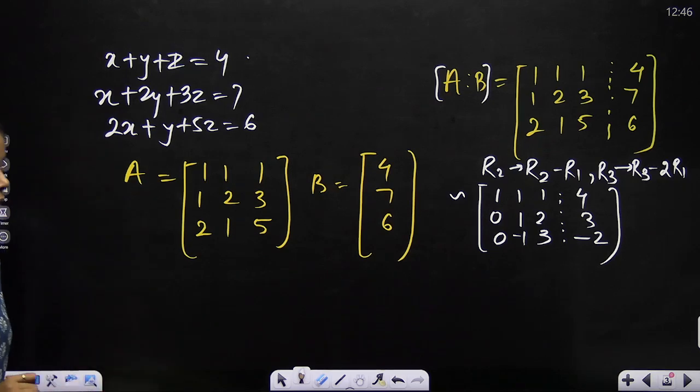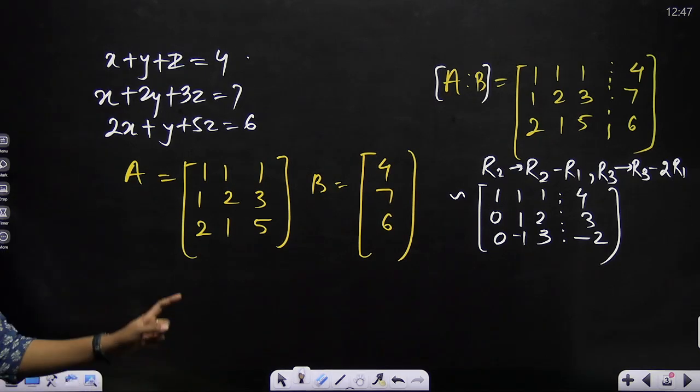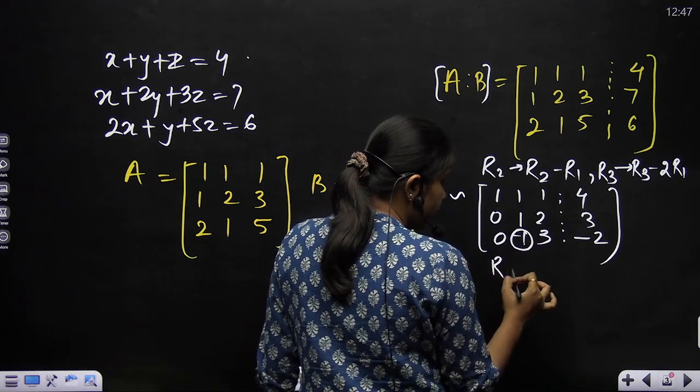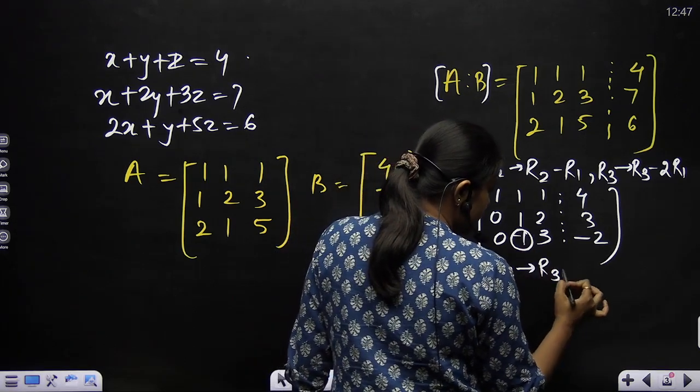Is it in row reduced echelon form? No, you have to make this value 0 as well, this value 0. So what would I do? R3 tends to R3 plus R2.